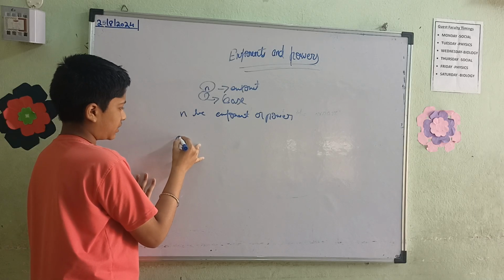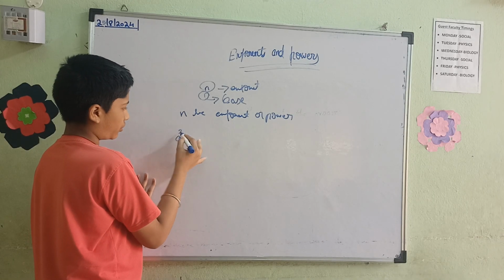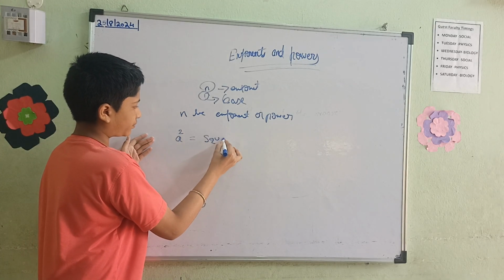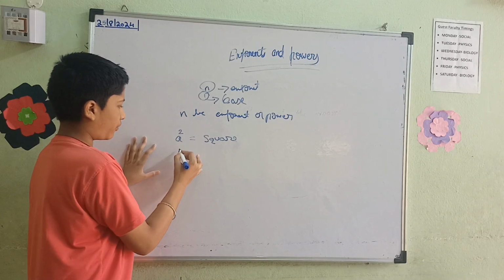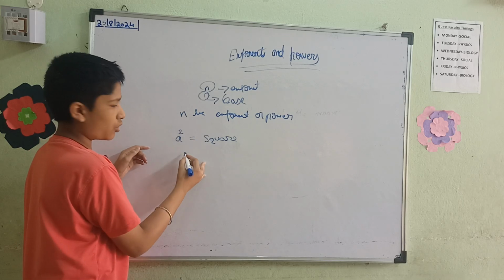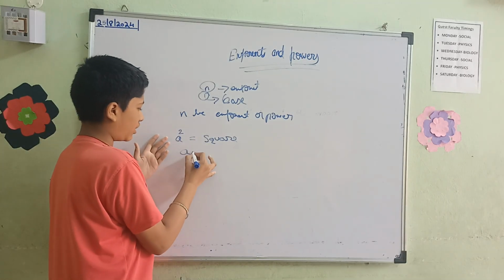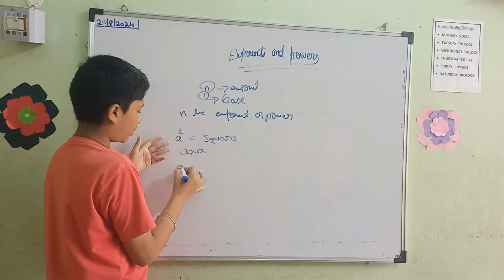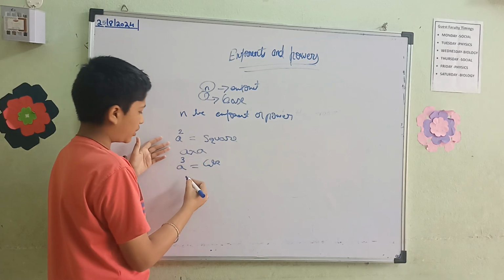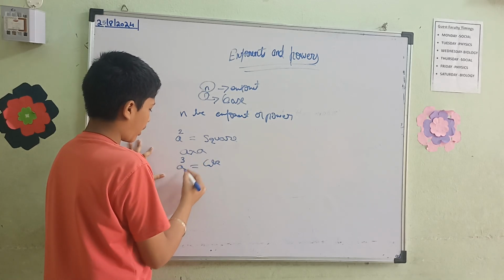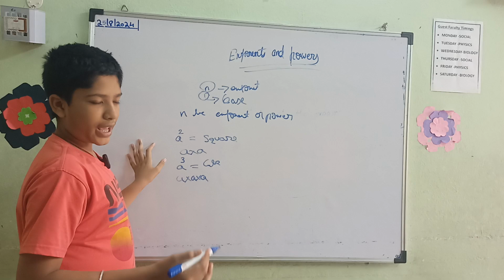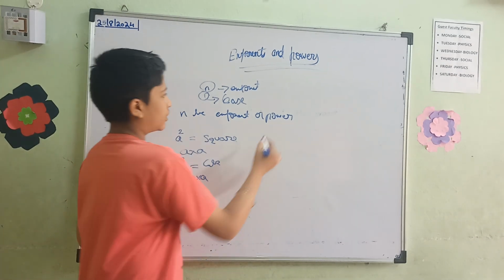If a number has power 2, we call it a square. For writing that, we have to multiply that many times. If 2 is the power, then we have to multiply 2 times. And for a to the power 3, we write it as a cube, and we will write it as a into a. And today we will learn the laws of exponents.